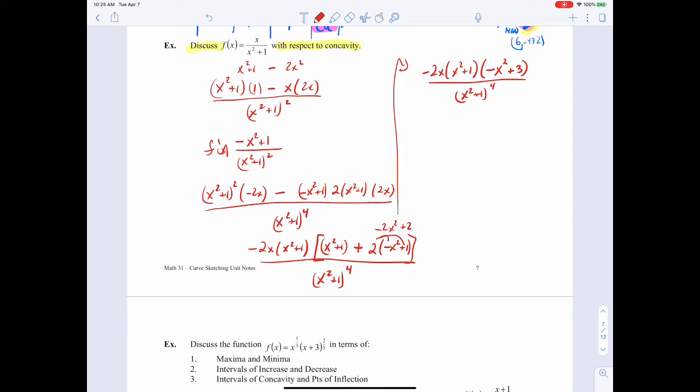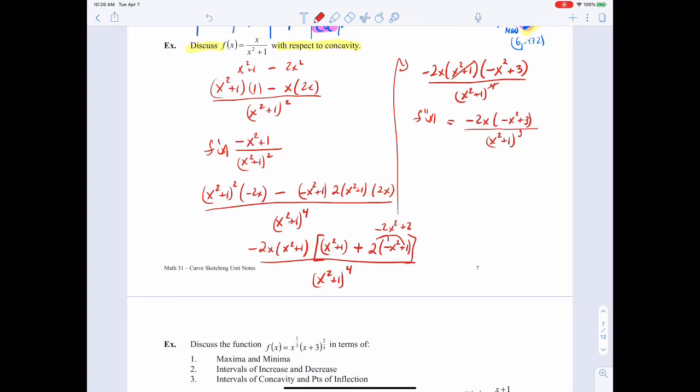So now I can actually cancel one of these off, and then I'm done. So when I cancel one of those off, my second derivative is equal to negative 2x, negative x squared plus 3, over x squared plus 1 cubed.